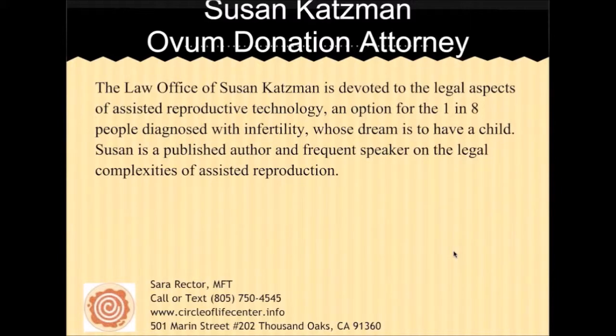Something else that is included in the contract is any future contact. Especially if it's an anonymous egg donor. Will you have any future contact? Perhaps the child will ask questions and will want future contact. So there has to be some discussion of that and it has to be agreed on.